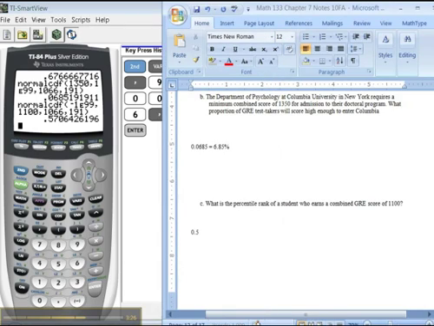So at 0.5706, we would round that, right? You've got to round it to the 57th percentile. That's the person. So if you scored 1100 on this thing, you were in the 57th percentile.